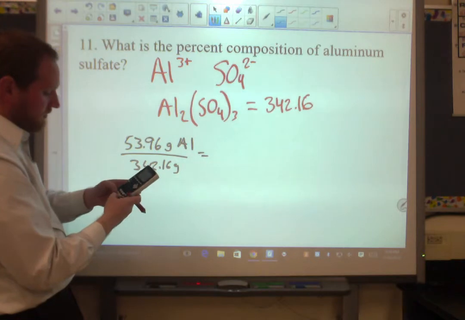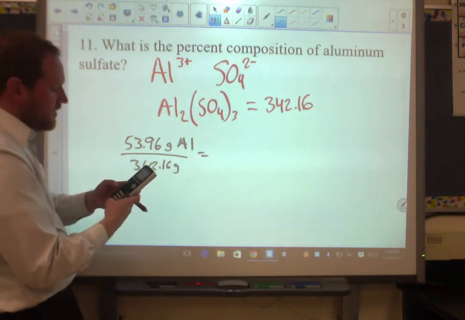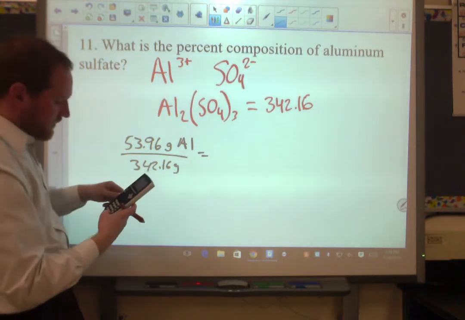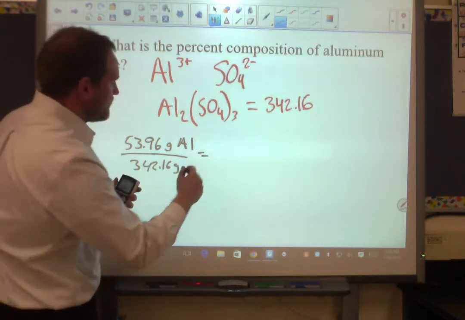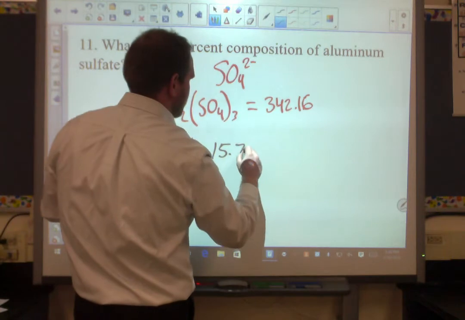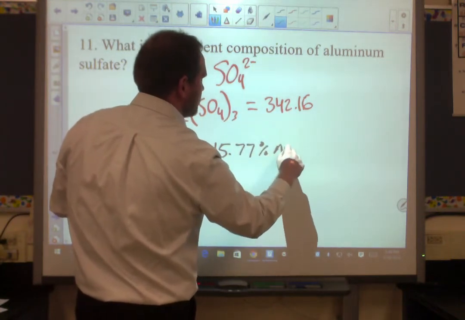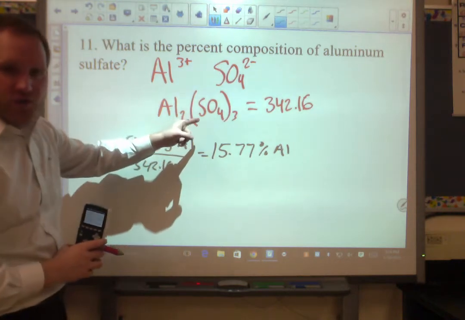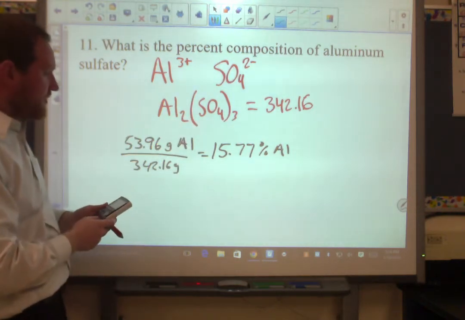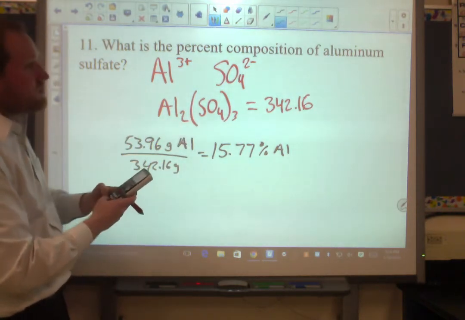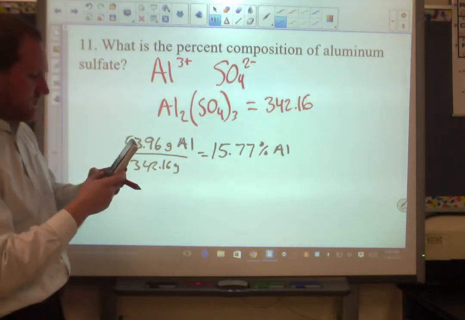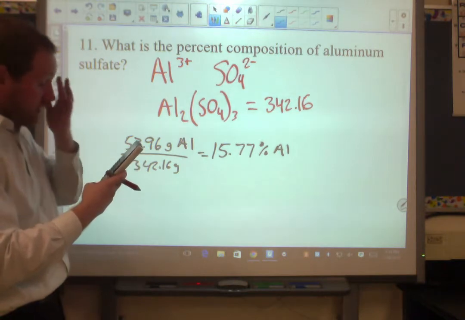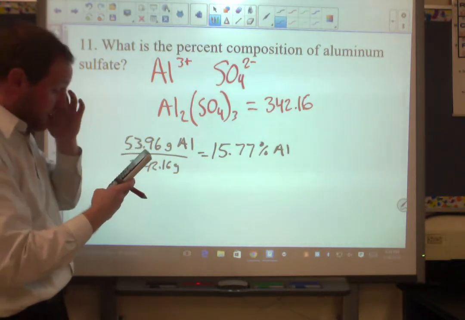53.96 divided by 342.16 gives me, well, you move the decimal point twice, and with 4 sig figs, 15.77% aluminum. All right. Next, sulfur. I have 3 sulfur atoms inside that formula unit. So you're going to go sulfur times 3. 32.066 times 3 is 96.198.